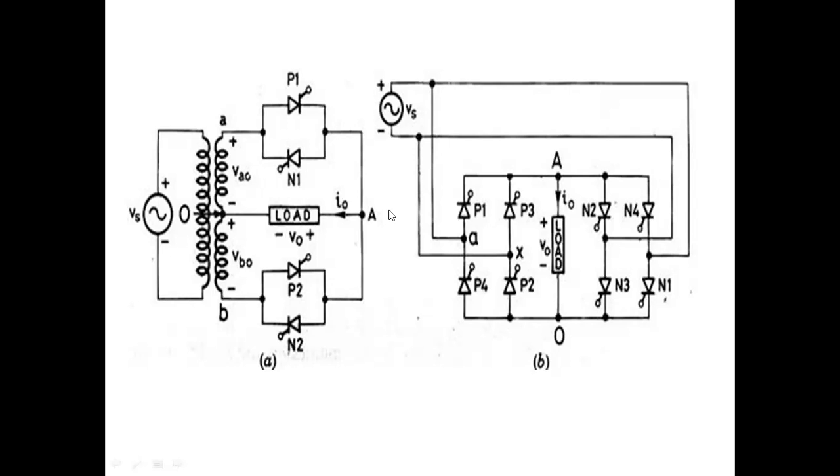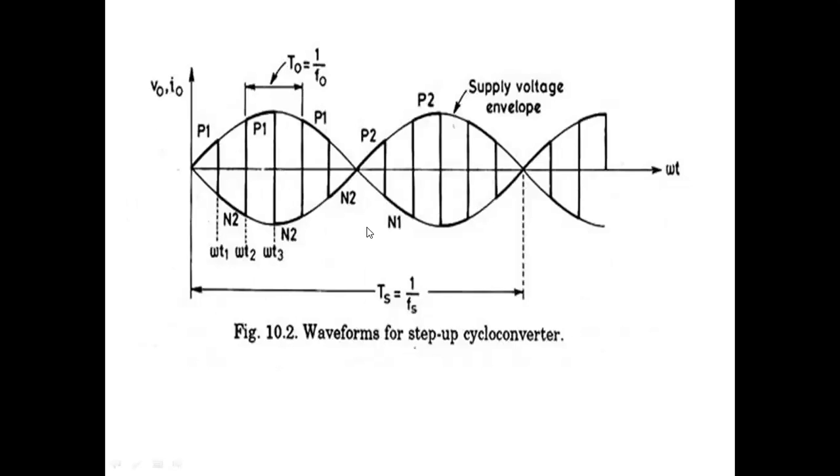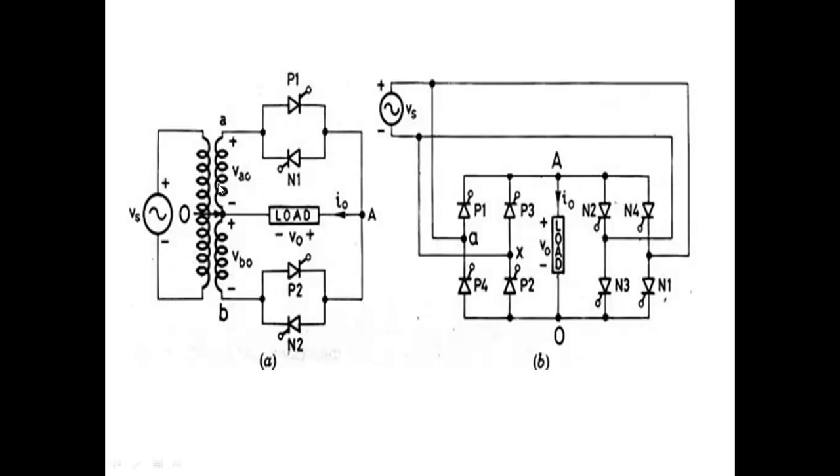There are two configurations given in this slide. Both circuits can be used both as step up and step down. This is the first circuit, this is the second circuit. First circuit is called Midtap cycloconverter. Second one is bridge type cycloconverter. So let us see the first one.